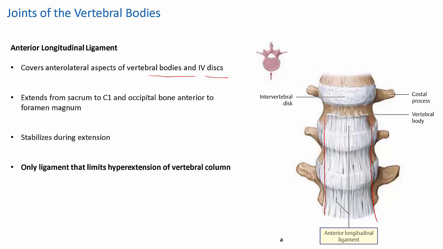So it's going to go all the way from C1 down to the sacrum, and even up to the occipital bone on the anterior side of the foramen magnum. So that'll be all the way through the front. Do you remember this stabilizes during extension? So when you're extending, this is going to help stabilize the vertebral column.